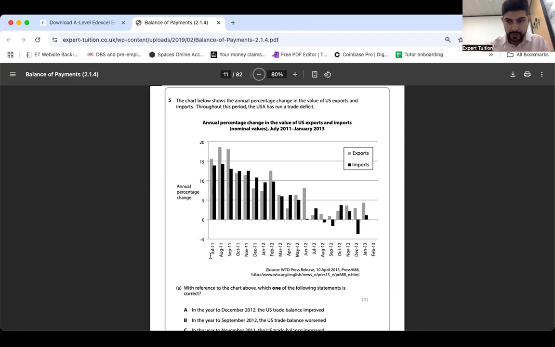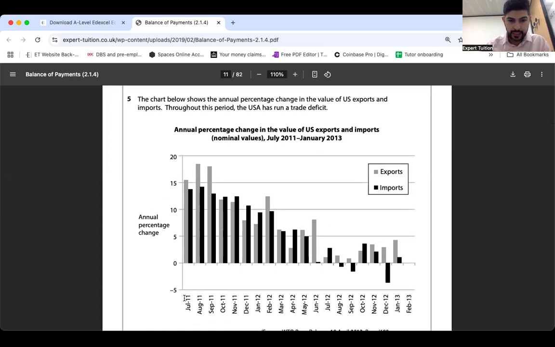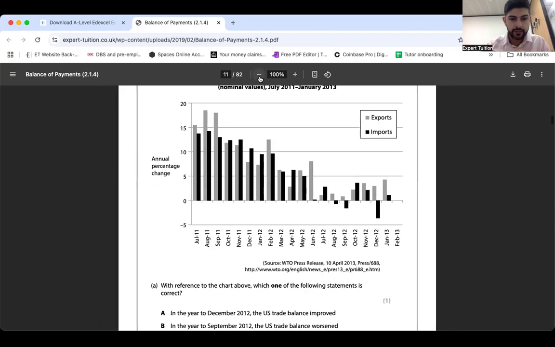It's the percentage change relative to the year before. So if I look at, for example, July 2011, can I just make sure this makes sense? Zoom a little bit. If I look at July 2011, that means that relative to July 2010, exports have gone up by about 16%, and imports have also gone up by around 13%. So it's really important that you understand what this data is showing. Whereas if I look at this period over here, September 2012, exports go up and imports go down relative to the year before. Okay, let's go through the options together. Let's zoom out.